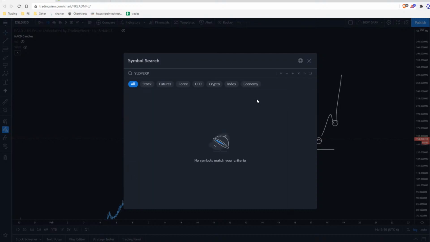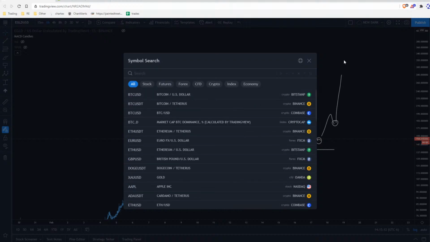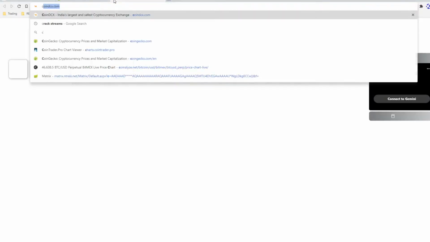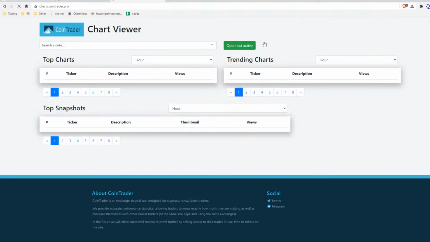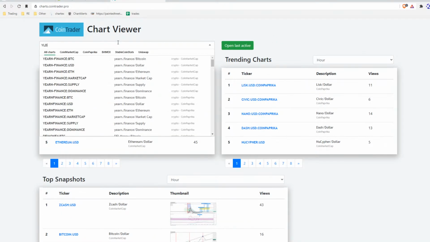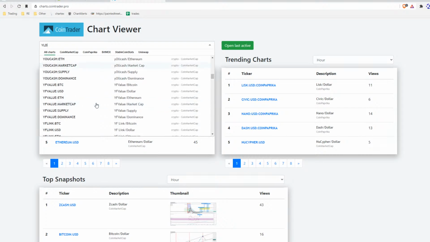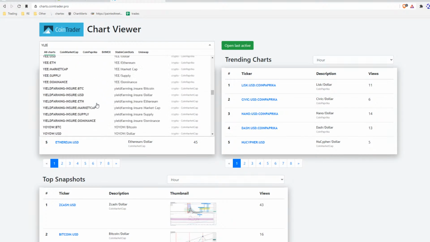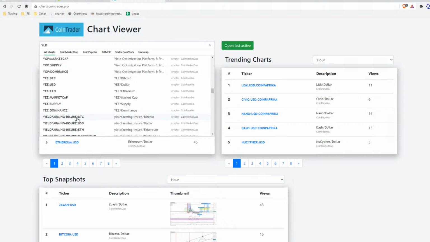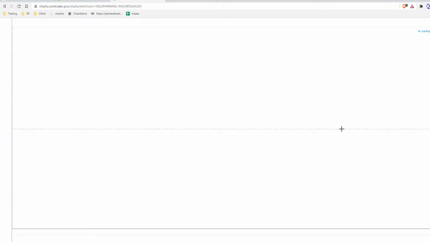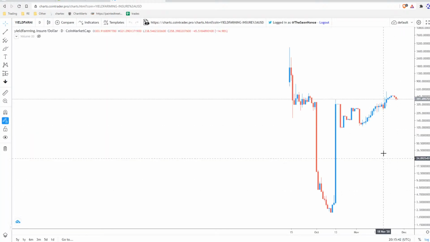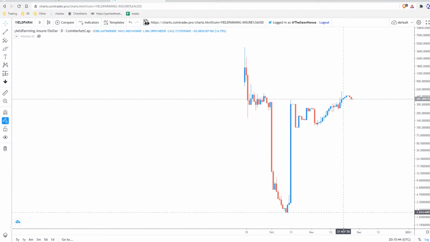I'm not going to be able to get a chart on yield on TradingView. I don't know what YLD is. Is it this one? Yield Farming Insurer? I hate insurance, so I'll probably never invest too much in an insurance coin.